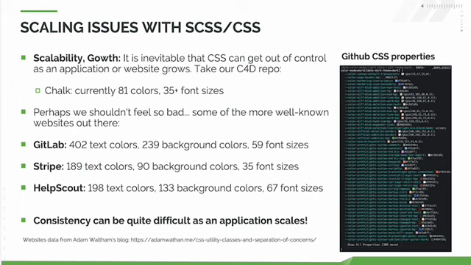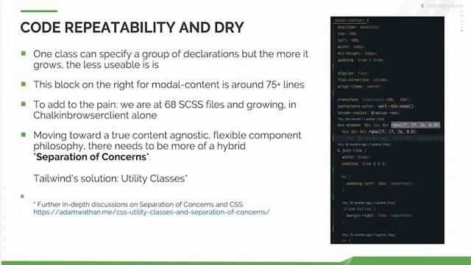And then we look at code repeatability and the DRY principle. Currently, one class can specify a group of declarations, but the more it grows, the less usable it is, which makes sense, right? This block on the right, I screen captured from our Chalk browser client. It's for modal content, as you can see. Runs about 75 lines, but the one issue is I can really only use it for this one specific component, right? It'd be nice to have it repeatable.